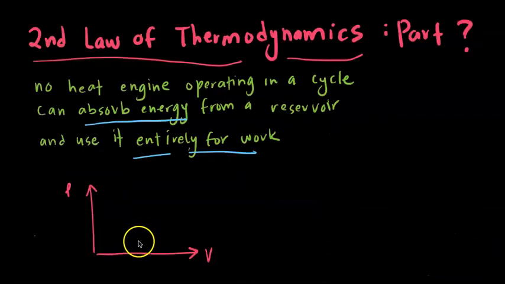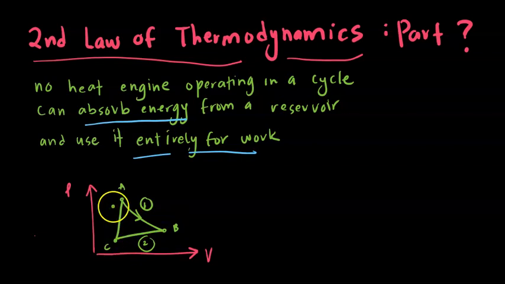So if I were to draw the operation of a heat engine in terms of a PV diagram, let's say it looks like this. So this is number 1, so it goes from here to here. This is point A, point B. This is process number 2. So it goes from point B to point C, and C to A is process number 3, and it goes back to process number 1. What is the work done? If we are looking at this PV diagram, what is the work done by this heat engine?